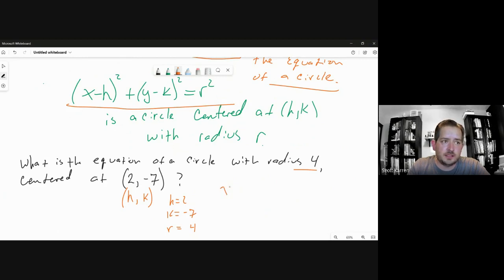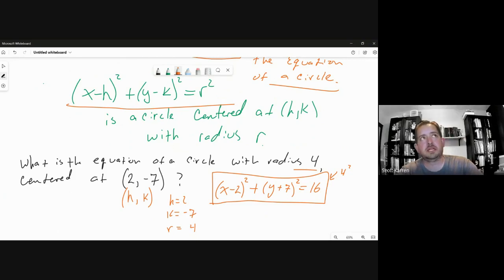(x minus 2) squared, plus (y minus k), but minus a negative goes plus, so that's (y plus 7) squared, equals r squared, so that's 4 squared, so 16. And that's it. That's my standard form of that equation. Done.